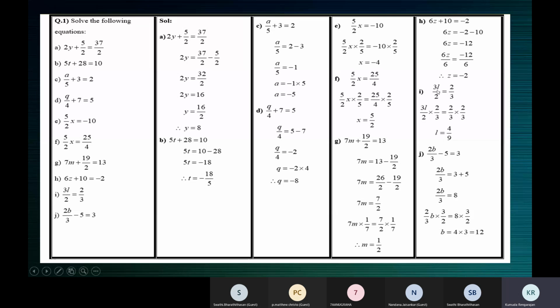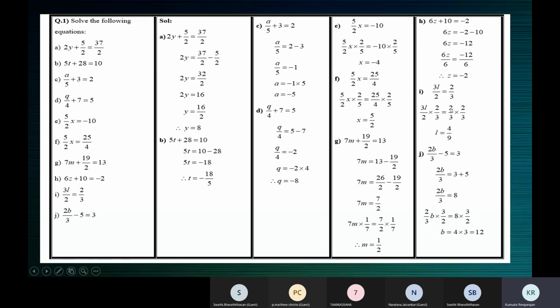So write the equation: 3L by 2 is equal to 2 by 3. And we multiply both the sides by 2 by 3. So now what happens in the left hand side? The 3 in the numerator and 3 in the denominator get cancelled. 2 in the denominator and numerator, they get cancelled. So we have L. L is separated now from 3 by 2.